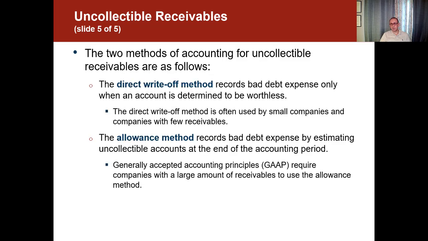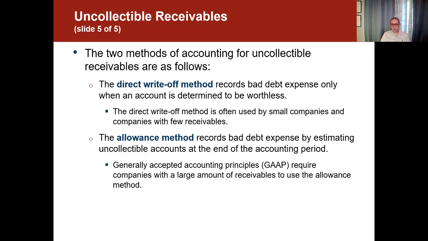The two methods of accounting for uncollectible receivables are the direct write-off method and the allowance method. The direct write-off method is easy, it's simple. However, it violates generally accepted accounting principles. The allowance method is a little bit more complex, not extremely complex, but it satisfies GAAP. So it meets the requirements of GAAP.